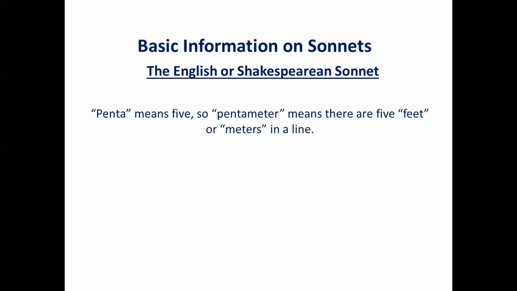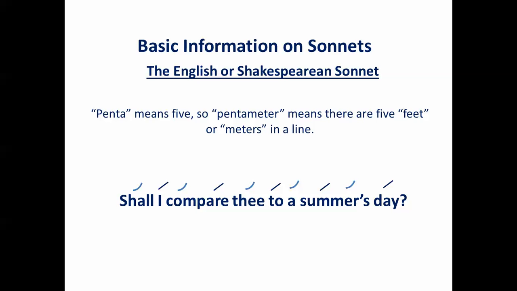So it might read something like this. Shall I compare thee to a summer's day? That is a line of iambic pentameter. 5 2-syllable phrases. In each one, the unaccented syllable precedes the accented one. So, the form is very strict. It's the poet's job to say what needs to be said, adhering to the correct form.